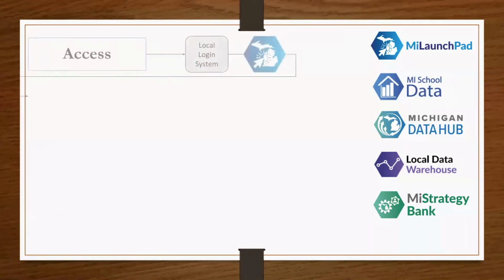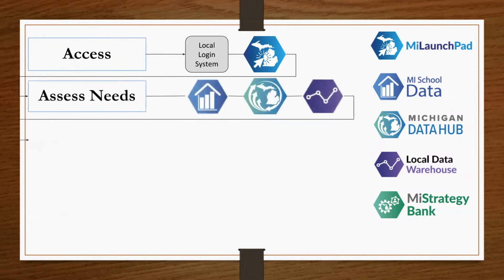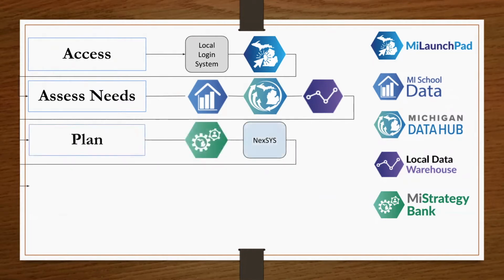To access MICIP, your district's technology staff has been working to federate information with My Launchpad. A great MICIP feature is that to assess needs, MICIP links to My School Data and the Data Hub, and also allows you to connect or upload local data. When planning strategies and activities, you can access the My Strategy Bank within the platform.